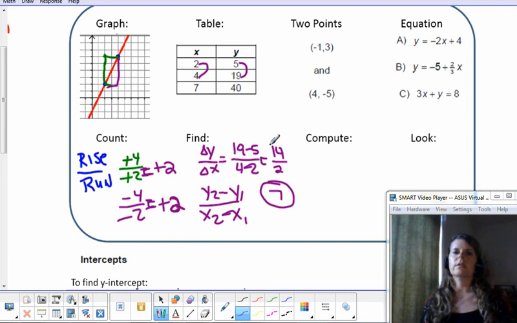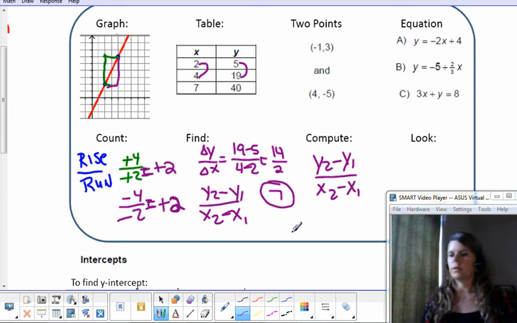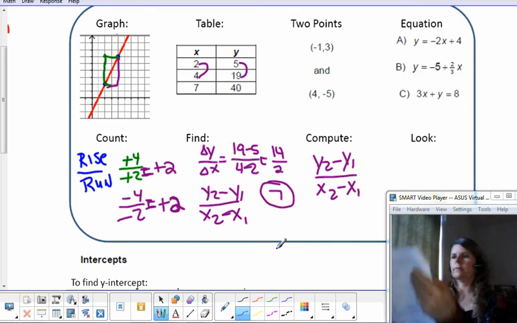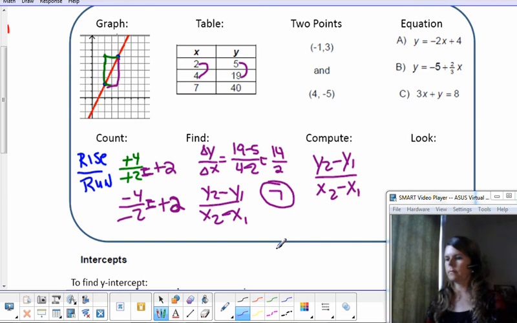With 2 points, it's the same way. y2 minus y1 over x2 minus x1. And I'll let you do that one. When you do it, your answer should be negative 8 over positive 5, I believe. Yeah, negative 8/5.